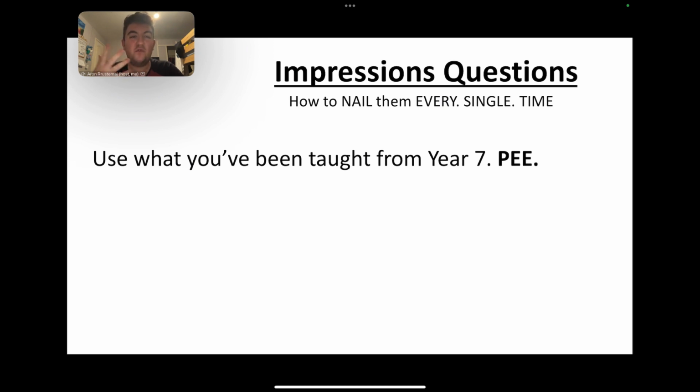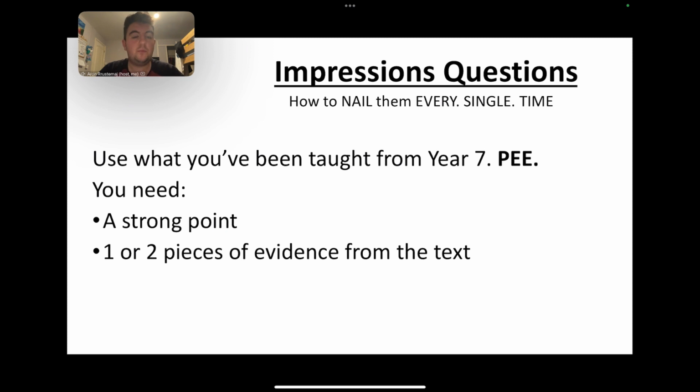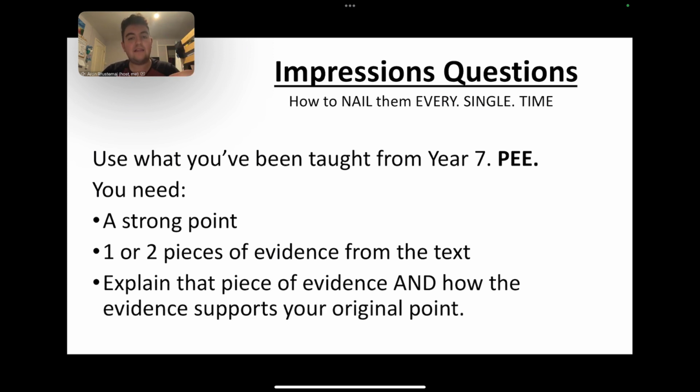The basic thing is you've got to use what you've been taught. We've all been taught PEE, point, evidence, explain, since Year 7. It's been drilled into us. Just use it. Exactly what you need: a strong point, and one or two pieces of evidence from the text. In this case, we're using things like quotes, stage directions or interactions between characters. And then you want to explain those pieces of evidence and how they support your original point. So you really want to be digging into different things. We're going to learn a little bit more about the vocabulary and the analysis of the language that the author is using.